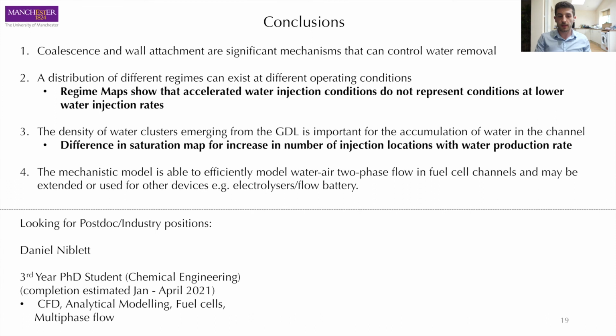So I'd like to conclude by saying that the coalescence and wall attachment are significant mechanisms that can control water removal in the channel along long time scales and long spatial scales, and the distribution of different regimes can exist at different operating conditions, shown by the two-phase flow regime map. Furthermore, the density of water clusters that emerge from the gas diffusion layer is very important in controlling the water accumulation and distribution in the channel. To end, this mechanistic model is able to efficiently model water-air two-phase flow in the channels, and may be extended and used for other devices such as electrolyzers and flow batteries, etc.